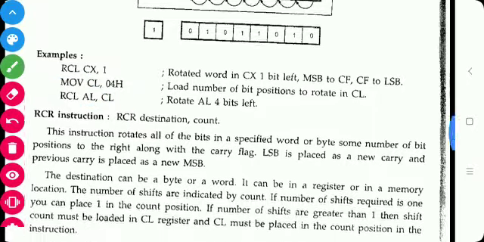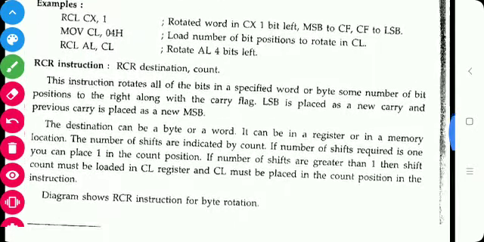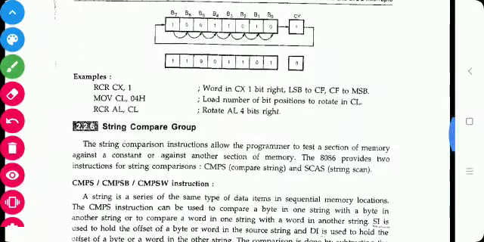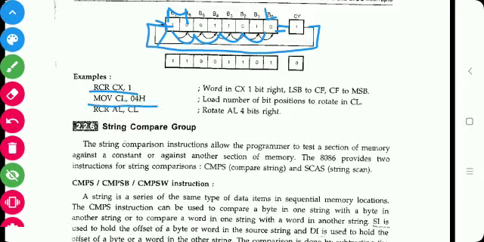Next instruction is RCR. So RCR, destination and count. What happens here? Here every bit is shifted to the right. This is your LSB, this is your MSB. LSB is shifted into the carry flag and the contents of the carry flag are shifted or rotated into the MSB position. So here we are rotating to the right through carry flag. That is why it is RCR, rotate right through carry flag. Again, if you want to shift it by one time, then put 1 into the instruction. If you want to shift it multiple times, then take a counter of 4 and put this into the instruction.